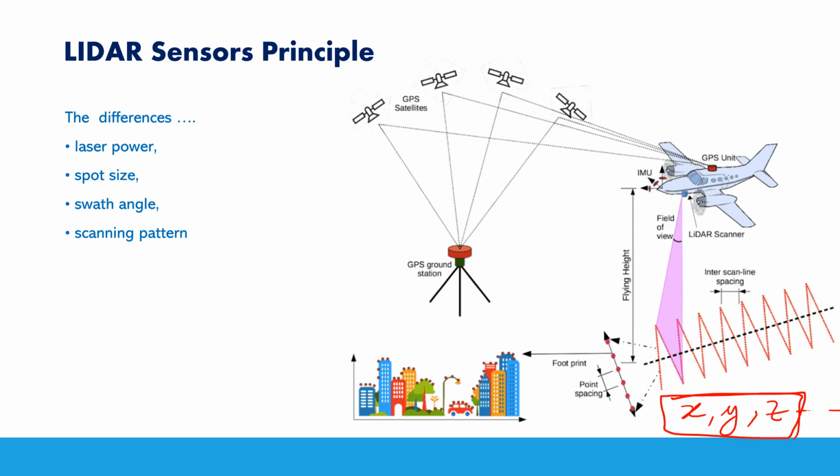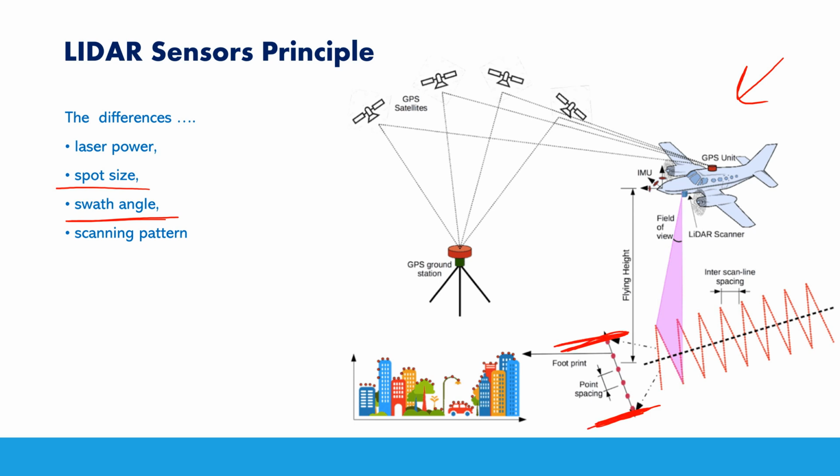So we can represent each laser pulse reflected by the ground as a spot, as you can see here. And the spot size, guys, depends on the flying height of the aircraft and also the type of the laser scanner as well. And also one of the differences between LiDAR systems is the swath angle. The swath angle is this distance that could be covered across the flying direction. From here to here, this is the swath. And it depends on the field of view angle, this angle here of the scanner.